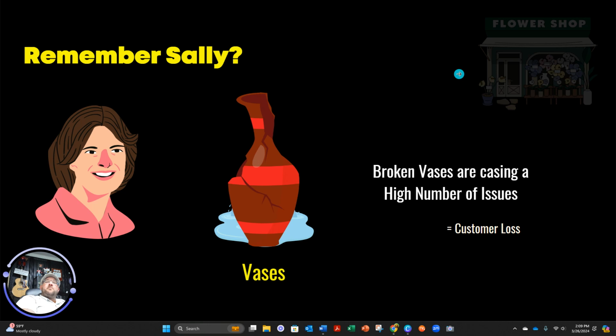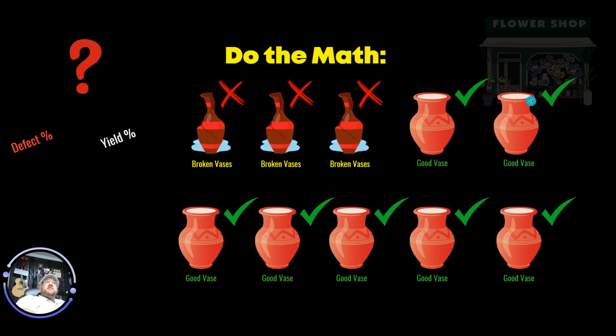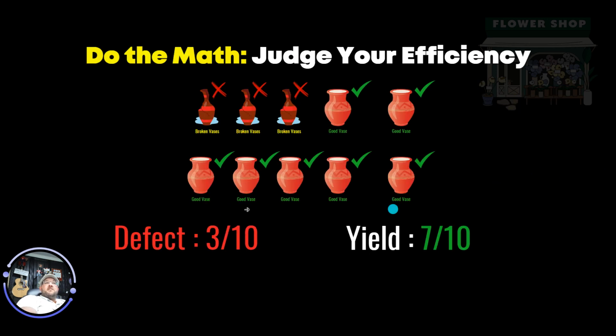So just like Sally with her number of customer loss, right? When she's looking at the customer loss, she then looks at what's the measurement of her problem. So out of these 10 vases, 3 of these vases are bad. In Lean Six Sigma, we can use something such as the defect percentage or the yield percentage to understand our performance metrics, and these are basic terminology. So if we look at the defect percentage, it would essentially be what? 3 out of 10 products bad.